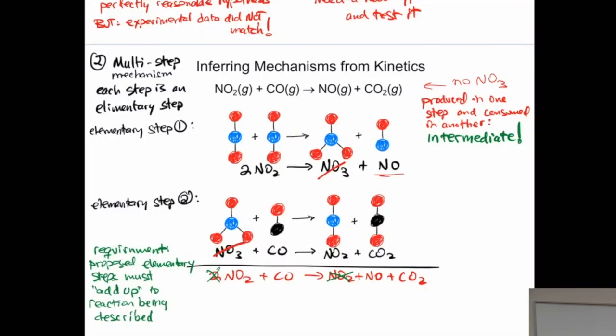So let's go ahead and write what the rate laws of these 2 elementary steps would be, just based on the stoichiometry. The first one, the rate of reaction 1, would be equal to the rate constant, some K, times the concentration of NO2 squared. Right? And that's it. There's only one reactant.